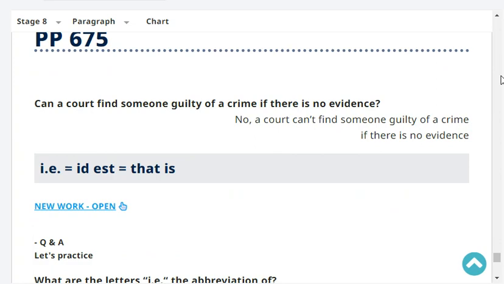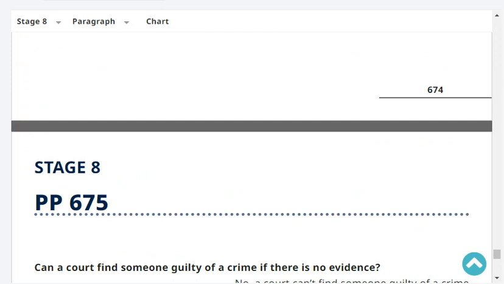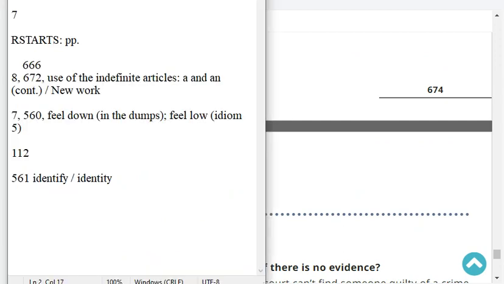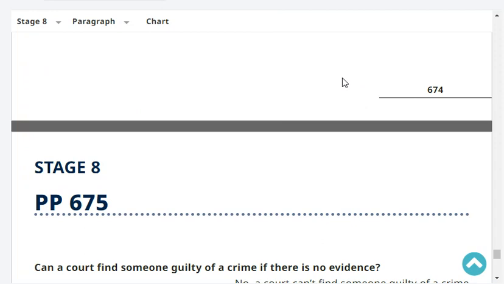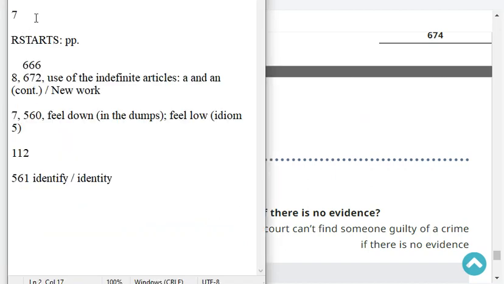Okay. Can a court find someone guilty of a crime if there's no evidence? No, a court can't find someone guilty of a crime if there is no evidence. Very good. Okay, so now let's move on to reading.